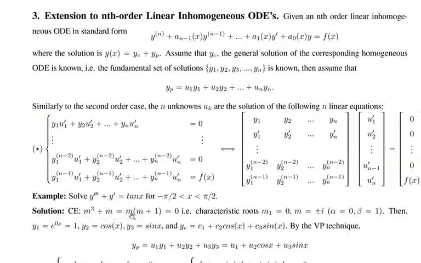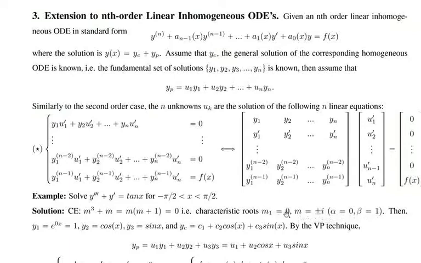Note that in here it's easy to factor it out. We're going to have m into, sorry, there's a typo in here. It's m squared plus 1. So m into m squared plus 1. So the roots of this equation are m equals 0 and m squared equals minus 1, which implies that m is equal to plus or minus i, where alpha is equal to 0 and beta equals 1.